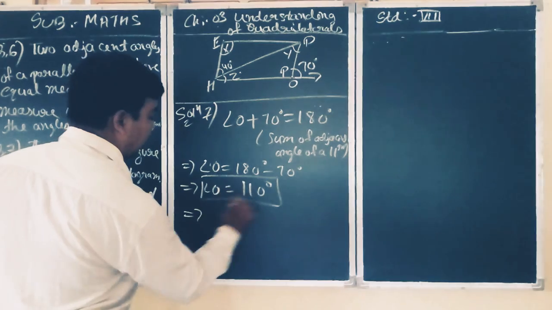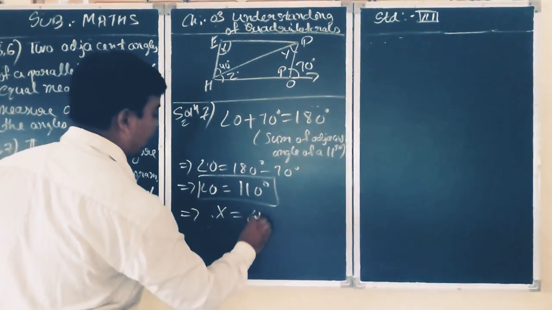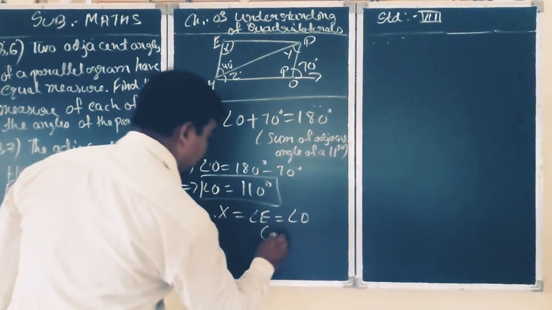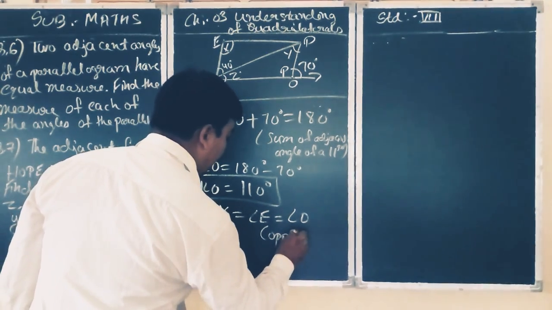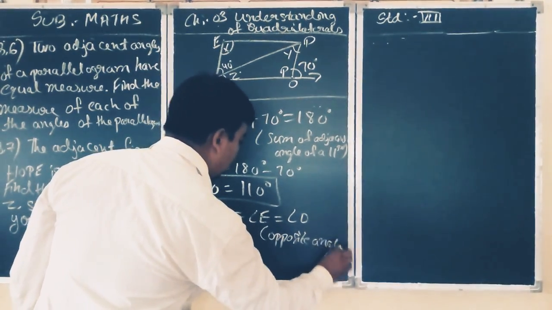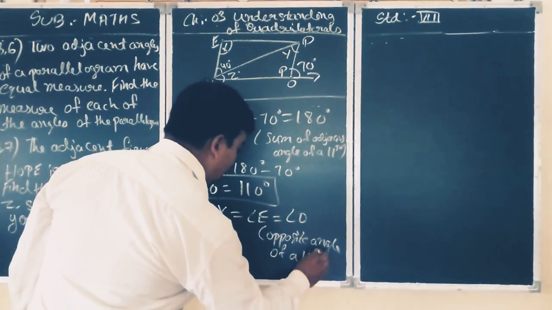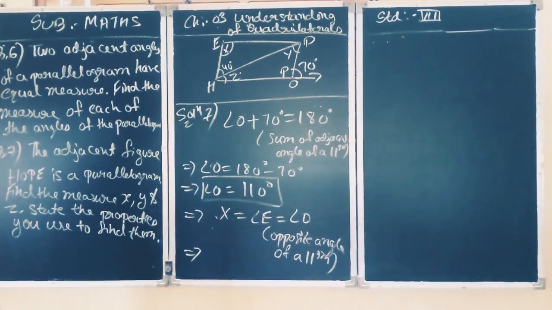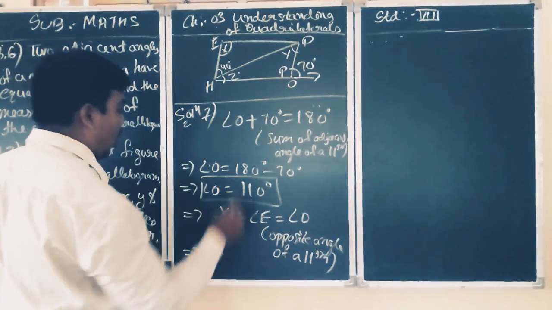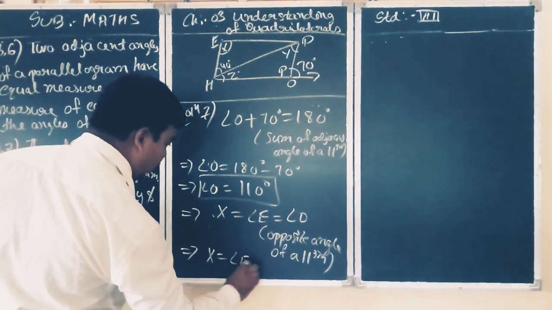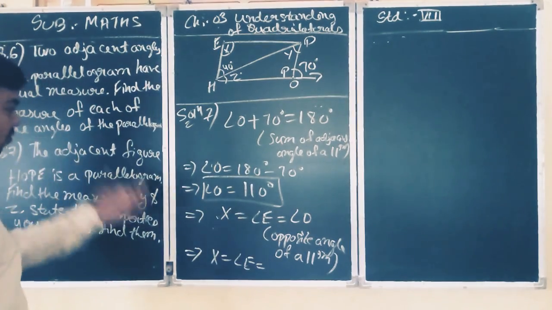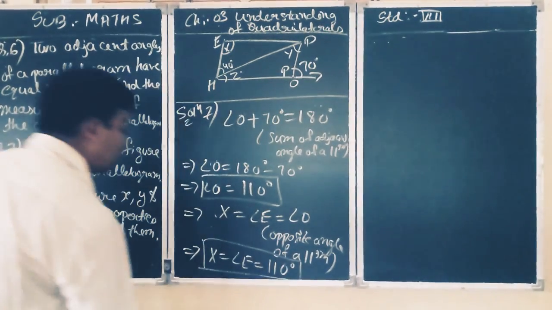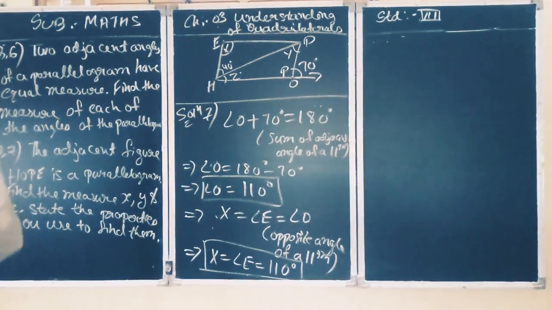So x is equal to angle E, and angle E is equal to angle O, because opposite angles of a parallelogram are equal. So x equals angle E equals angle O, which is 110 degrees. The value of x is 110 degrees. Now we find the value of y.